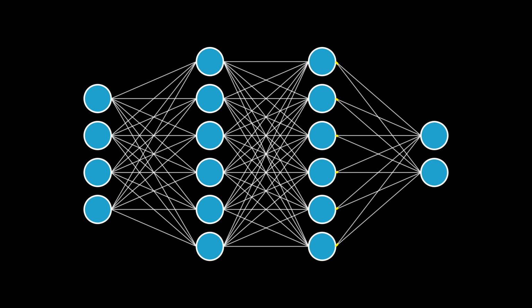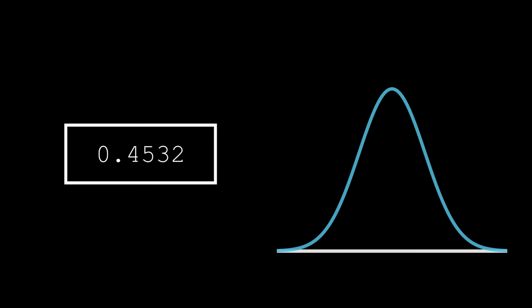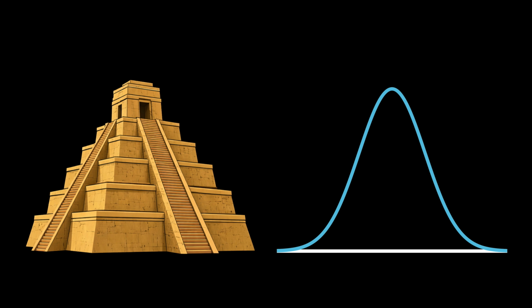If you've ever trained a neural network, modeled financial markets, or run a physics simulation, you very likely asked your computer to do something seemingly impossible. Give me a random number, but make it follow a normal distribution. But how does your computer actually shape randomness into that familiar bell-shaped curve? Surprisingly, one way to do so involves a 6,000-year-old architectural concept from Mesopotamia.